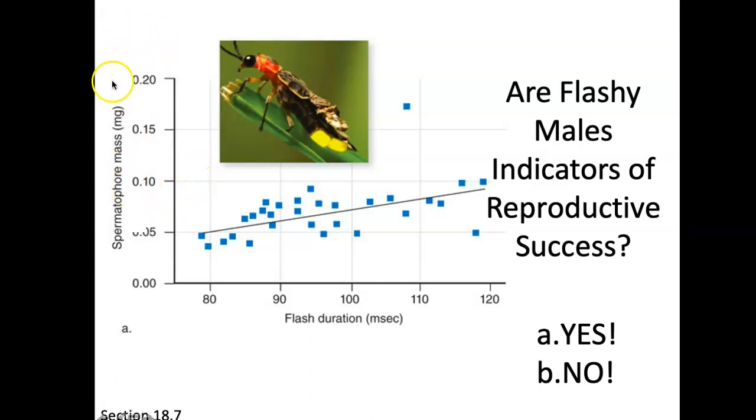So the female can't really evaluate the mass of the spermatophore, but she could evaluate the flash duration, and she sits there in the bushes looking at these flashes. Like we do when we're in the East Coast and we see these. They're so amazing. So in answering that question, are flashy males indicators of reproductive success? The answer is yes. Yes, they are.